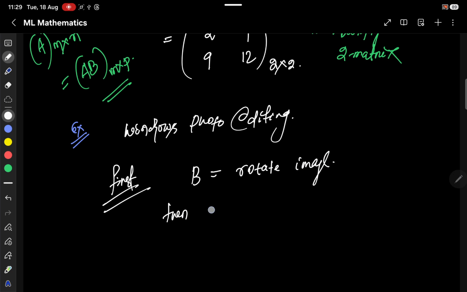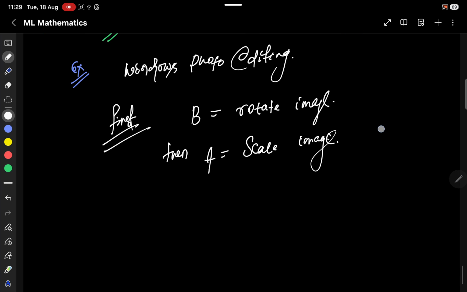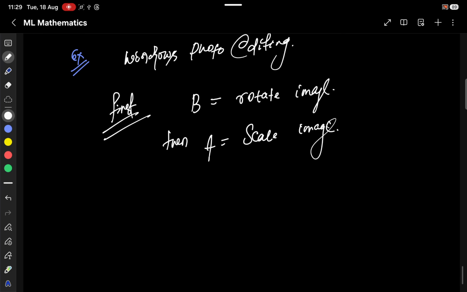Then I'm saying, okay, scale the image. I already told you what scaling means, right? Scaling means doing some kind of matrix multiplication with a scalar. So if you look closely, what will happen if I combine them? This is my combined transformation. Matrix operations are nothing but transformations, right?